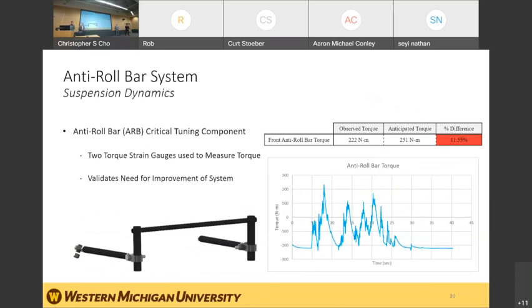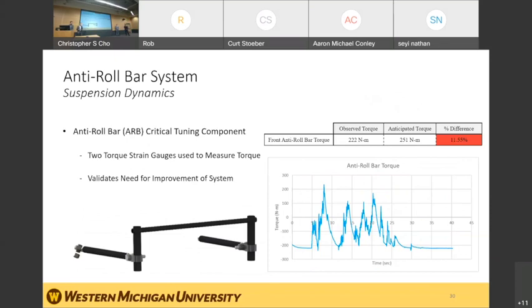One of the main components of the suspension system is your anti-roll bar. Its main purpose is to reduce body roll during cornering. It's a tuning aid to adjust the stiffness of the suspension. It is designed around the roll gradient, which is the amount of body roll you have, in degrees of body roll per G.